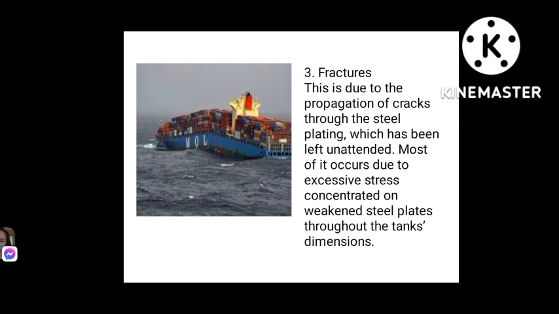Third is the fractures. This is due to propagation of cracks through the steel plating which has been left unattended. Most of it occurs due to excessive stress concentrated on weakened steel plates throughout the tank's dimensions.